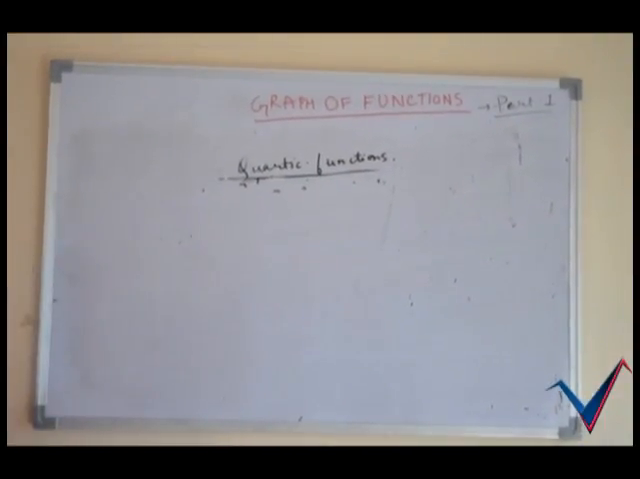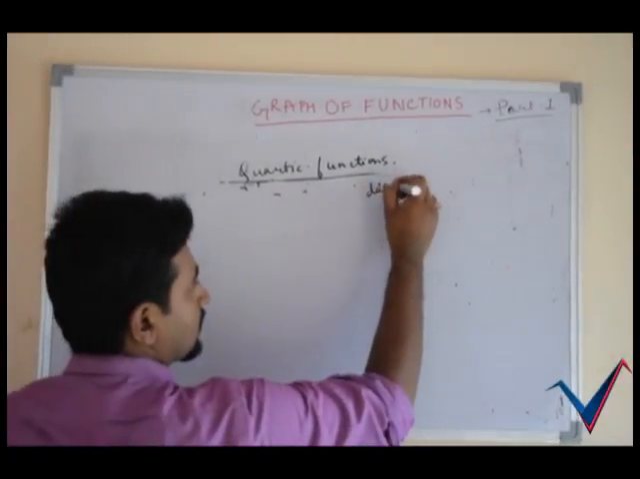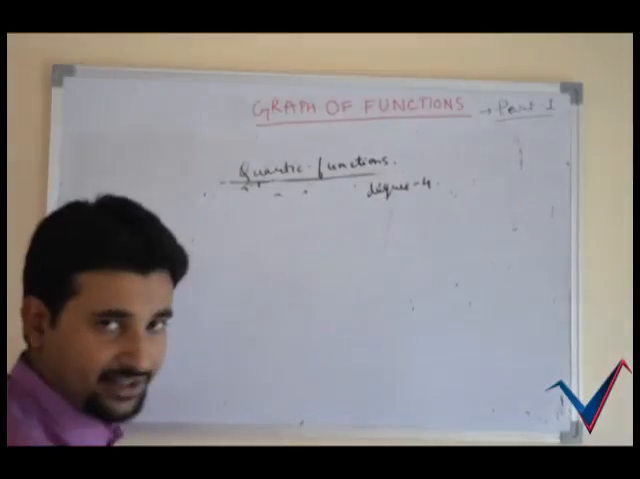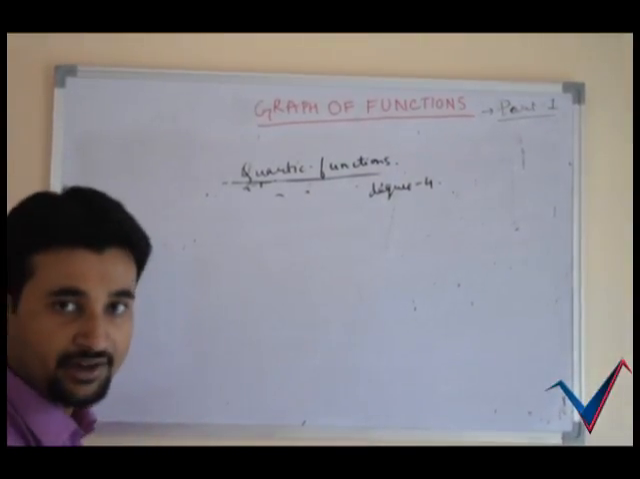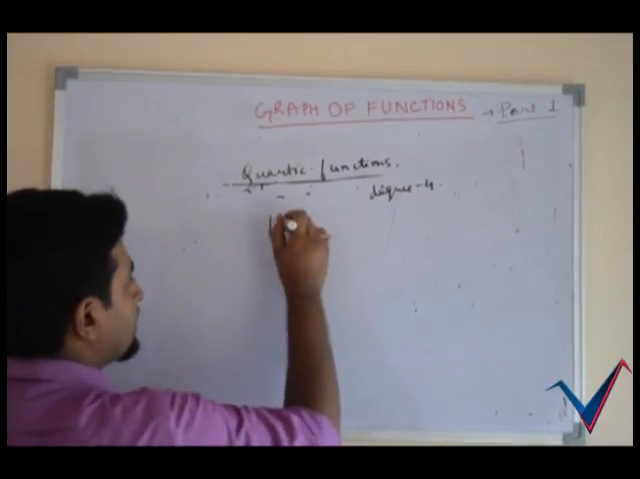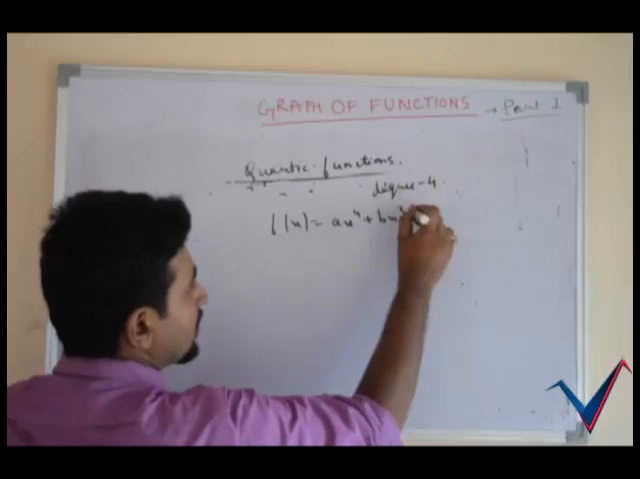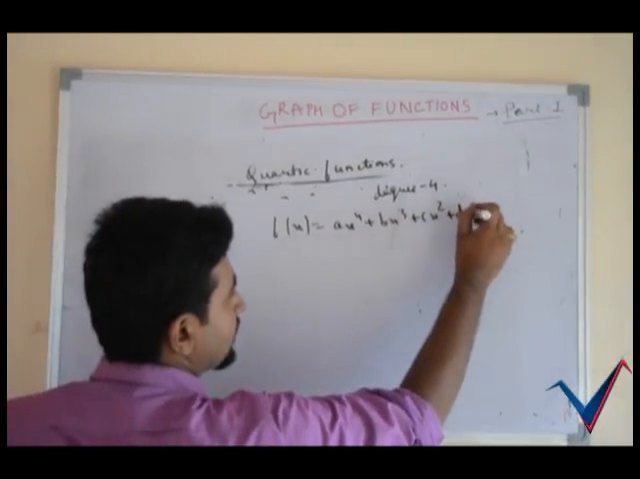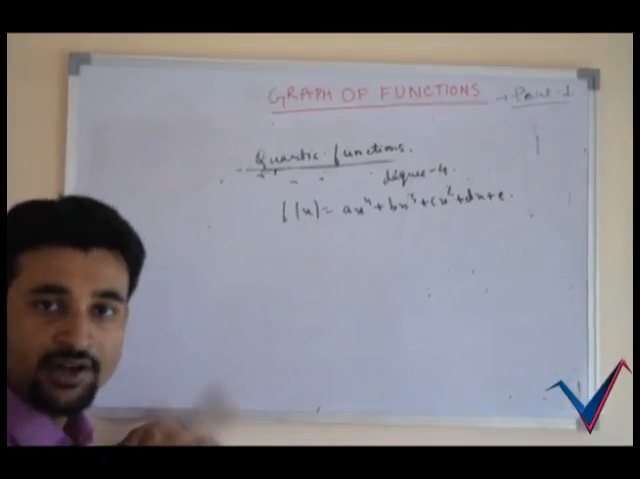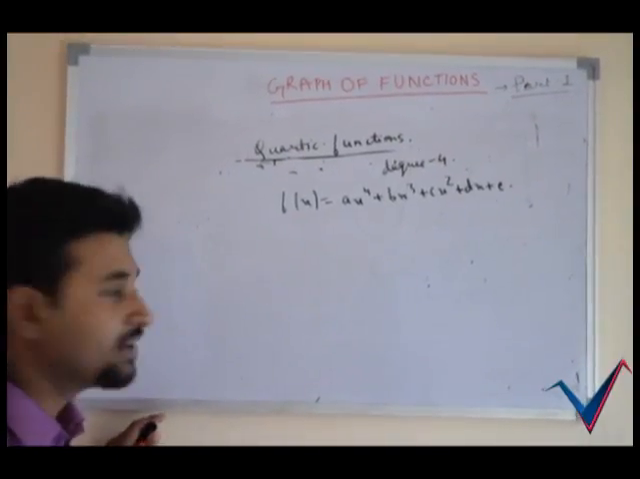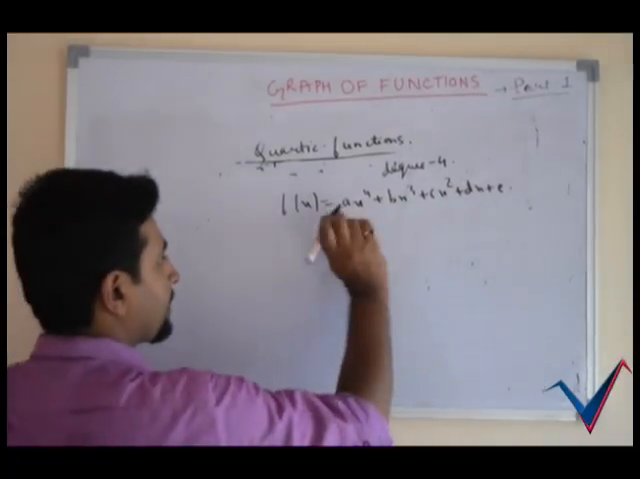A quartic function means the polynomial having degree 4. So what will be the form of the function? It would simply be f(x) equal to ax^4 plus bx cube plus cx square plus dx plus e. Like linear had 1 root, quadratic 2 roots, cubic 3 roots, how many roots will this function have? This will have 4 roots.